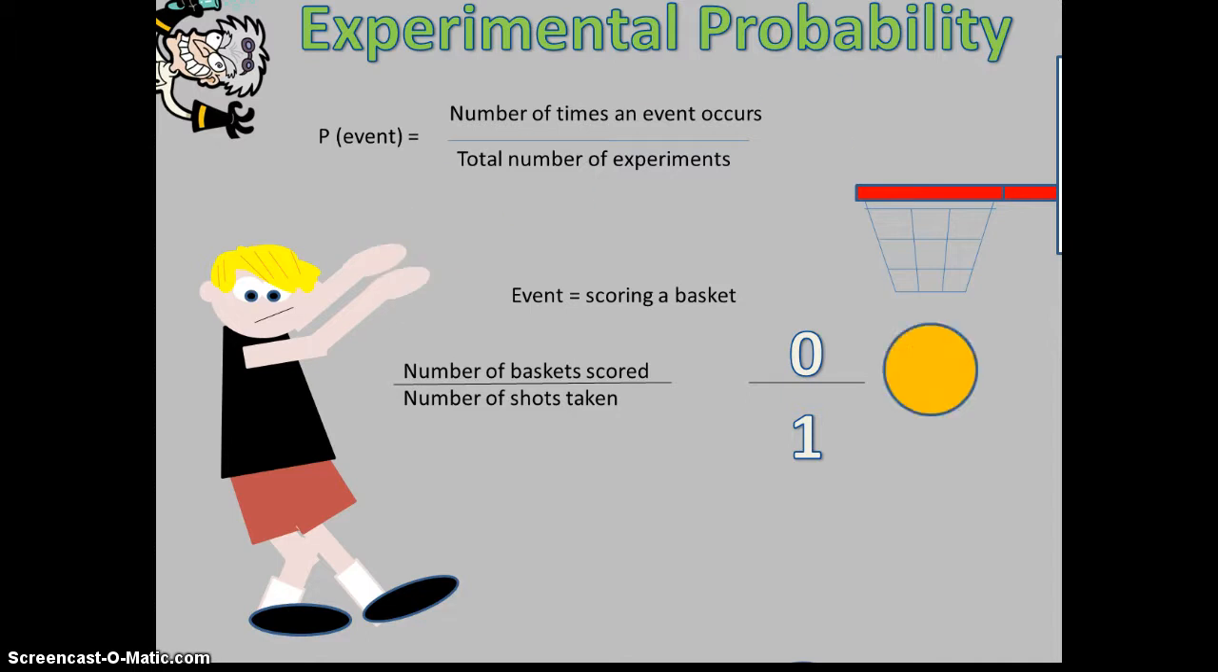So now I try again and I make the shot. So now I've had 1 basket made, but I've taken 2 shots. So the probability of making the basket is 50%. Try again. Oh, didn't happen. So now my probability has gone down because I've only made 1 shot, but I've taken 3.